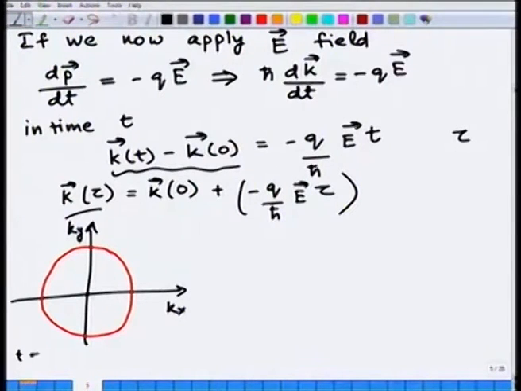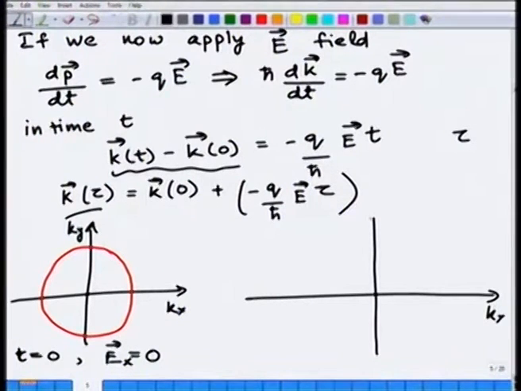What we have done is apply an electric field E in the x direction. Initially at t equal to 0 we have electric field equal to 0, and then at t equal to 0 we turn on an electric field. What happens then? In another picture, this is kx, this is ky, and let me draw the same sphere first, but I will show it as a dotted line now. This is the sphere at t equal to 0, which I originally drew in the previous figure also.